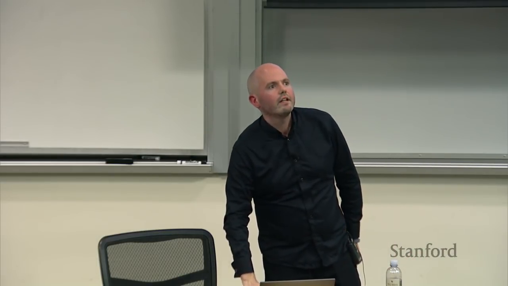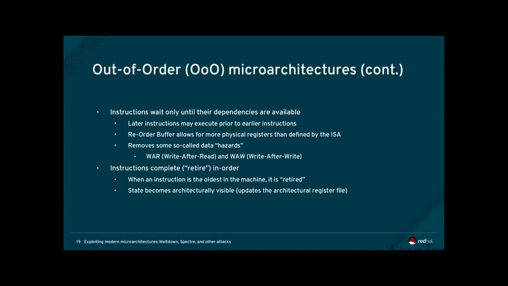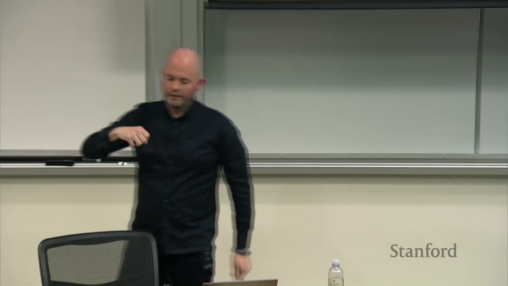And I think I have a slide here. We have this concept of having an architectural state. So in out-of-order machines, I'll have an architectural register file. This contains my kind of committed final state of the machine. I have my out-of-order intermediate state that I'm capturing in my reorder buffer. And when instructions complete, they retire, then I update my architectural register file.